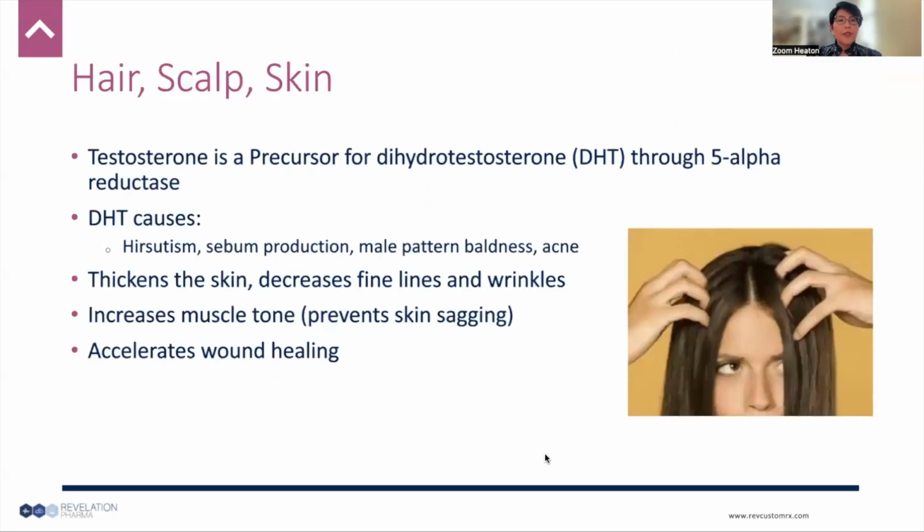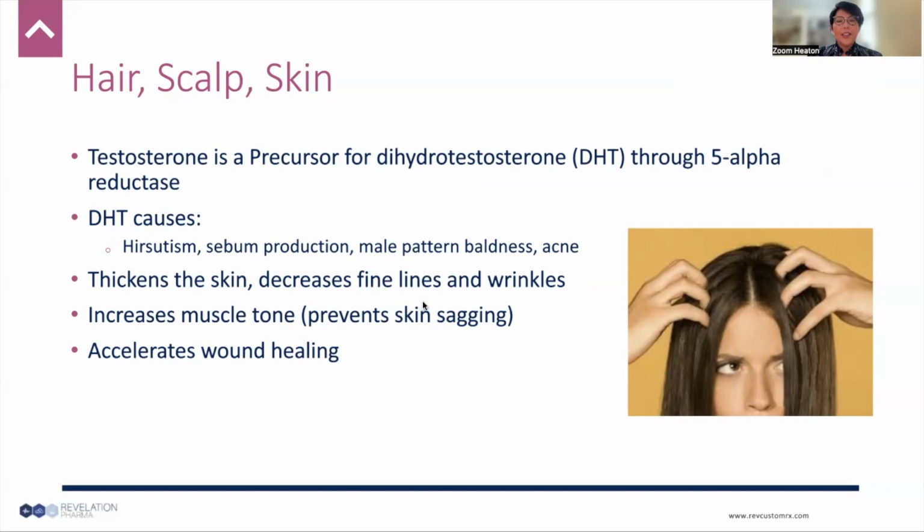There are androgens also in your hair, scalp, and skin. And testosterone is a precursor for dihydrotestosterone, which is DHT, through 5-alpha reductase. And DHT causes hirsutism, which is hair growth that's inappropriate, usually on the face or the chest or the back in women. Sebum production, which is just oil, you're just getting more oil in your skin. Male pattern baldness, acne.